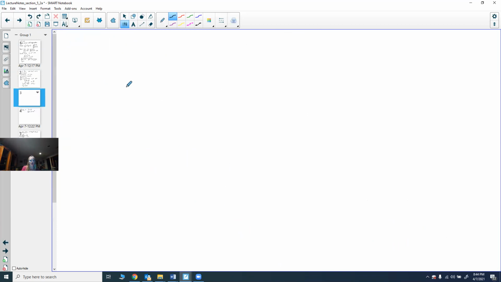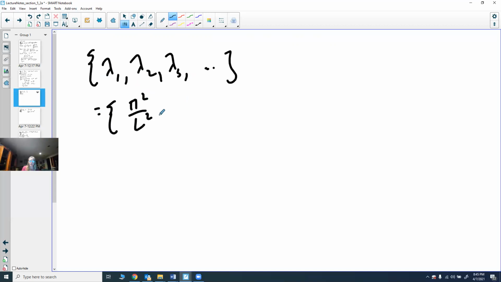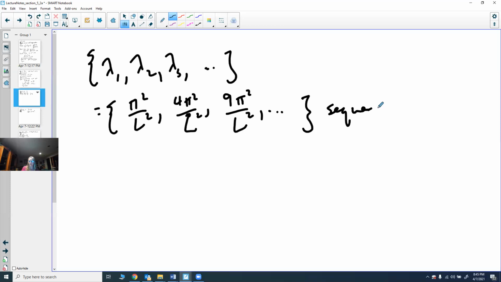Okay. Now we're going to go ahead and look at what those eigenvalues can actually be. So what we mean by eigenvalues is lambda 1, lambda 2, lambda 3, onward and onward. That could be pi squared over L squared, 4 pi squared over L squared, 9 pi squared over L squared, and so forth in this pattern. And this is your sequence of eigenvalues.